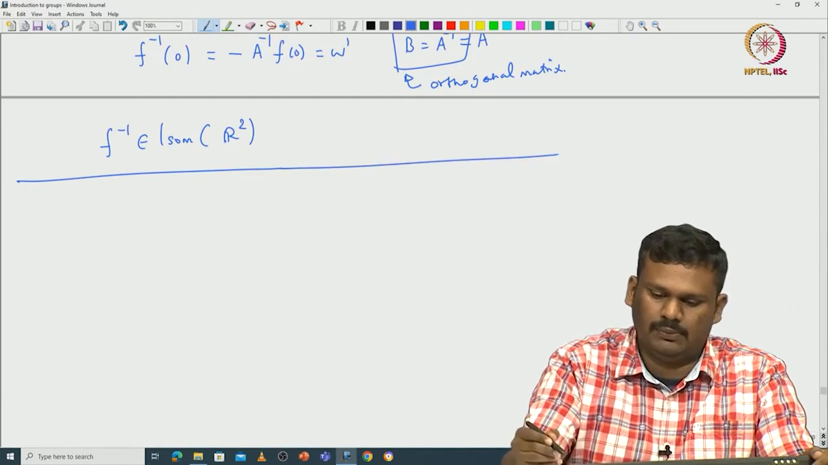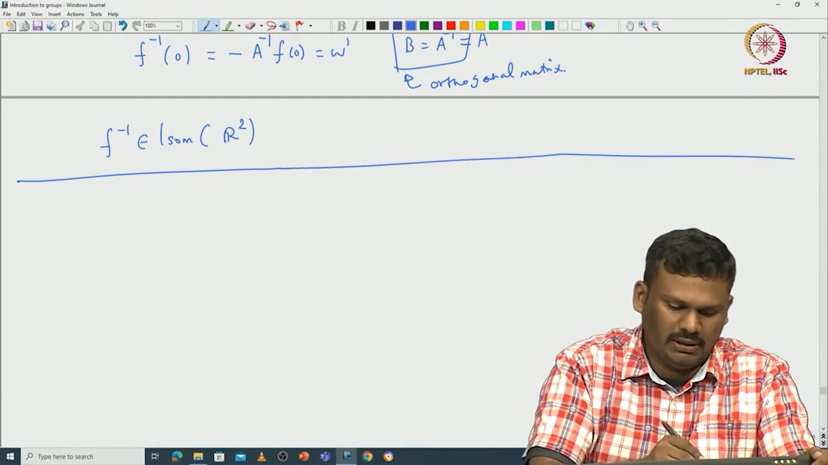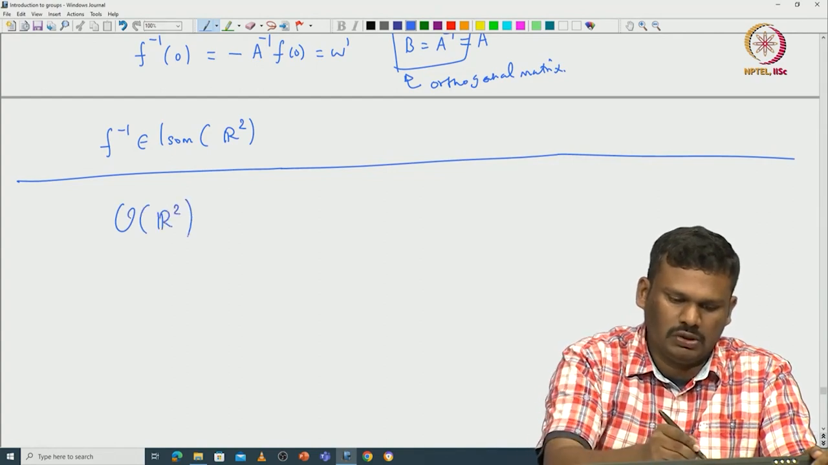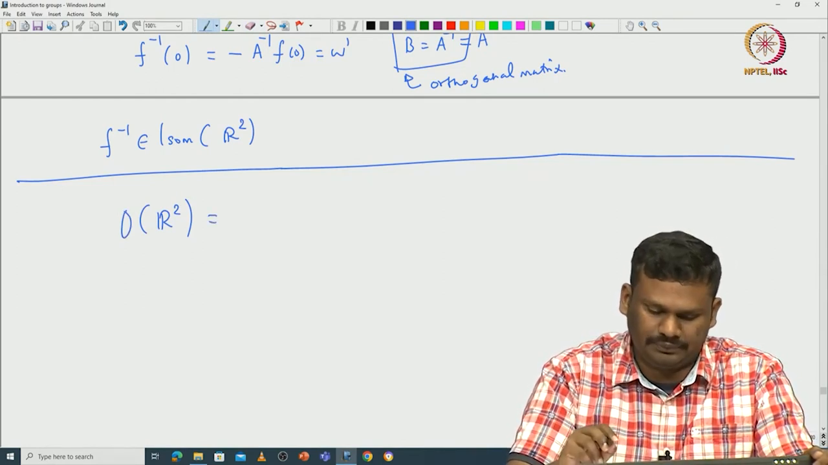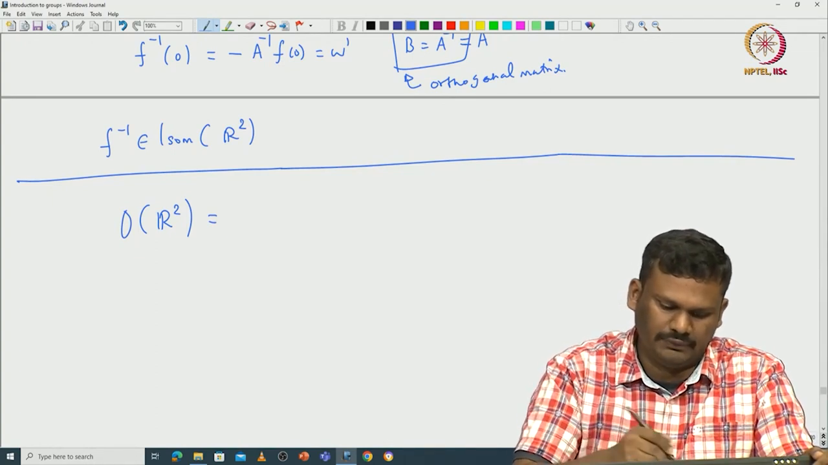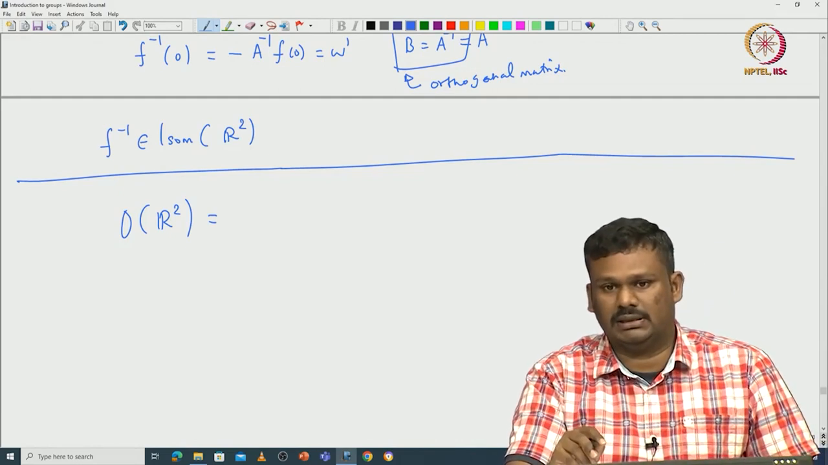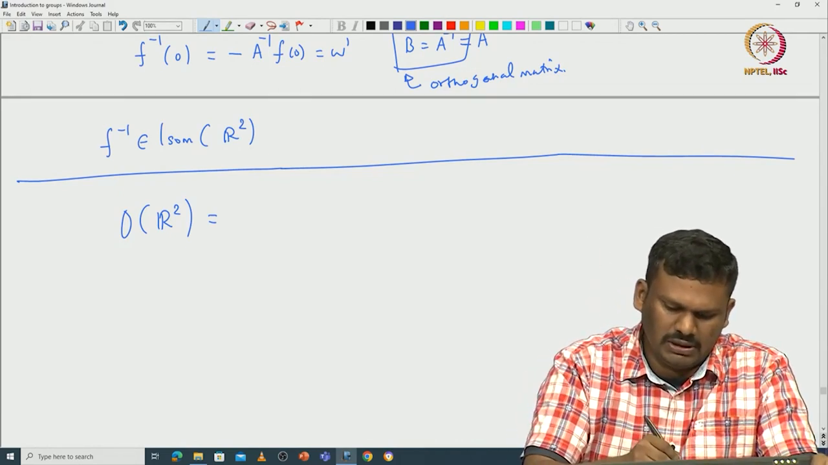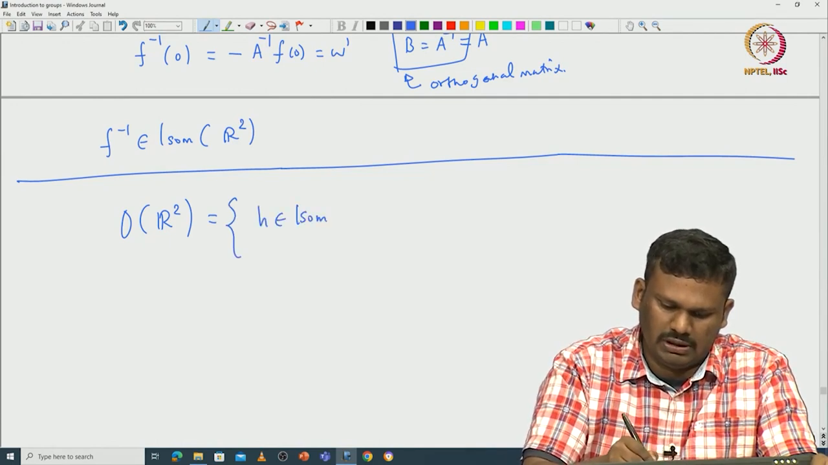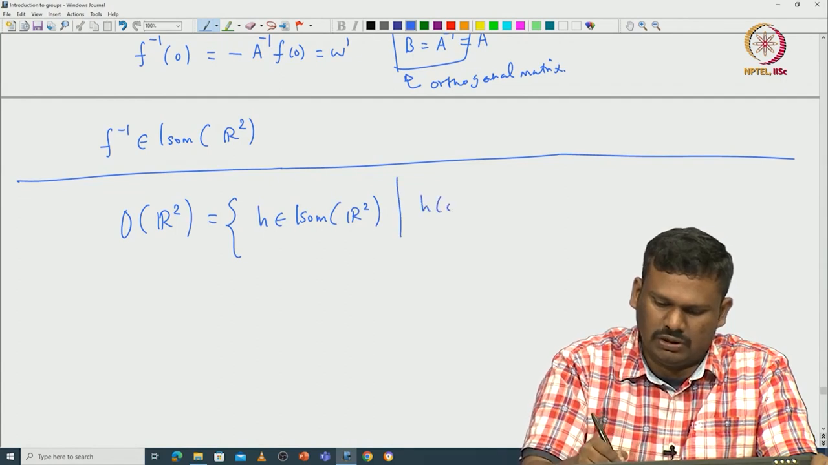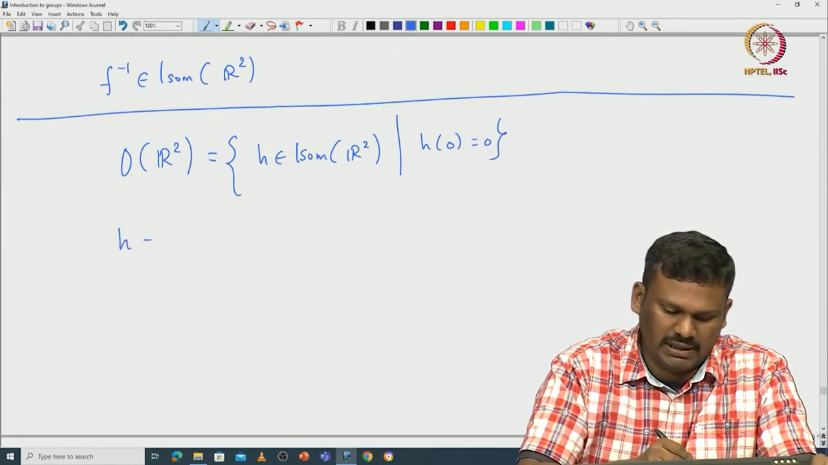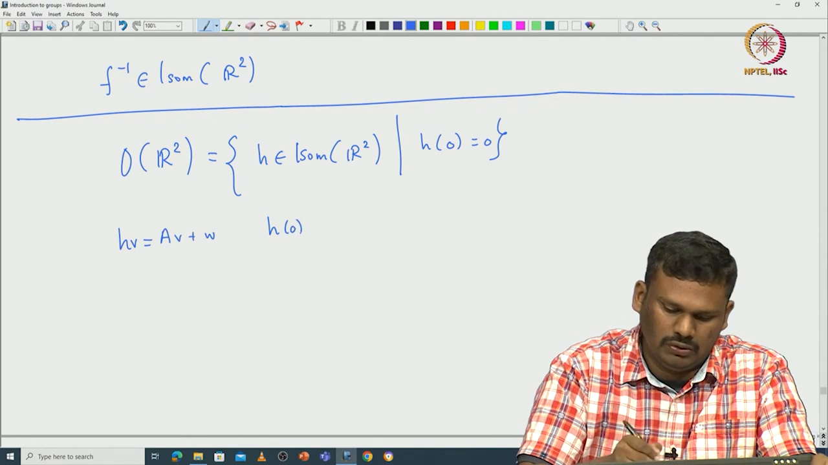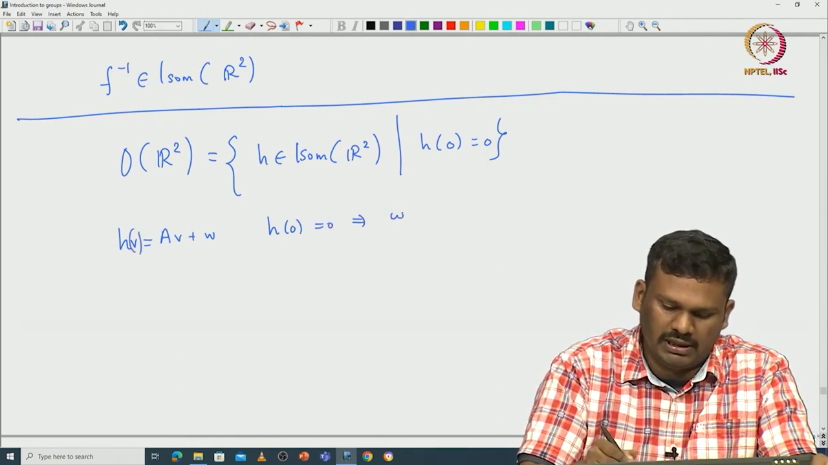There are many interesting subgroups of this group of isometries of R2. For example, there is this O of R2. So this O of R2 is defined to be all isometries that are actually linear. Or otherwise you can write it in terms of transformations as well. So these are those H in isometries of R2 such that H of 0 is 0. Then if you think about it, how does H look? H looks like H of V equal to AV plus some W. Now, since H of 0 is equal to 0, that would force W to be 0.